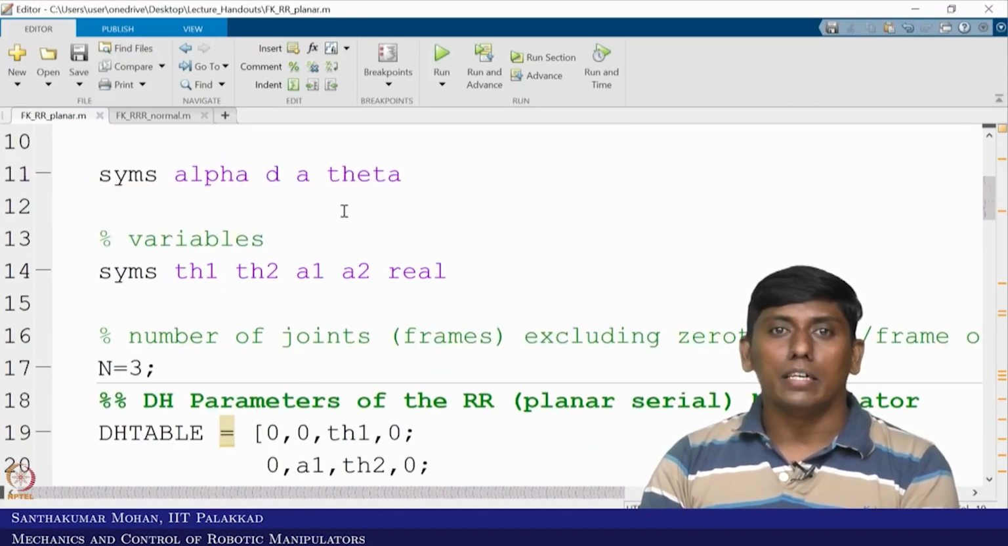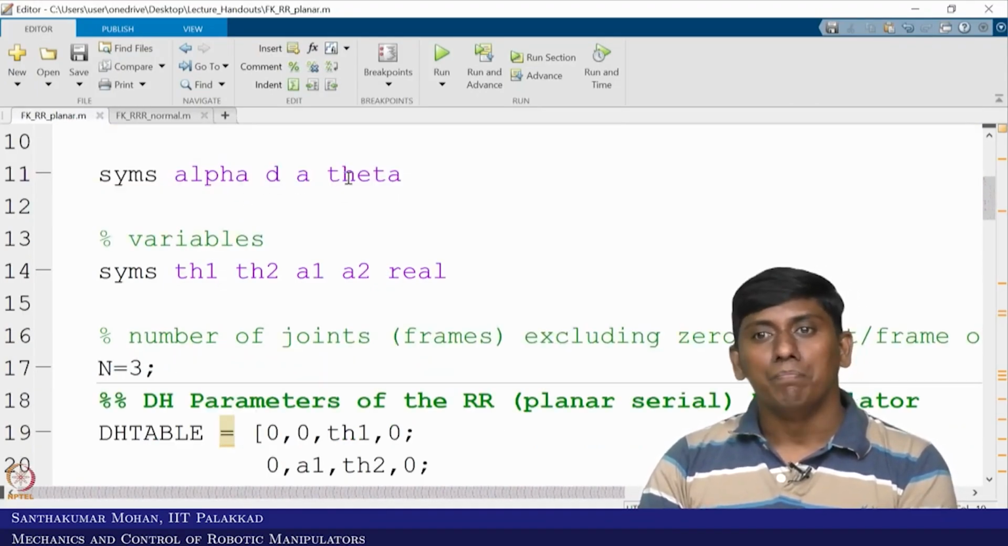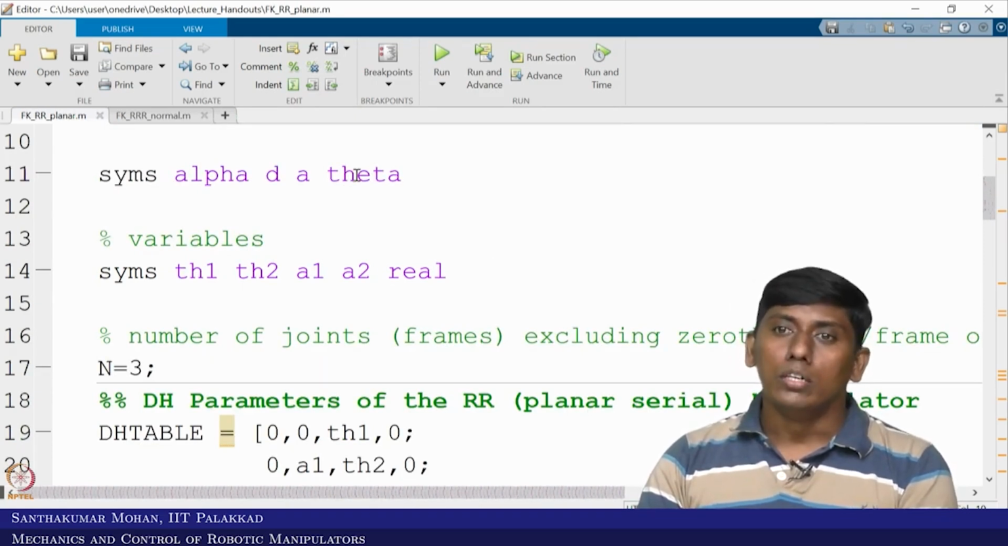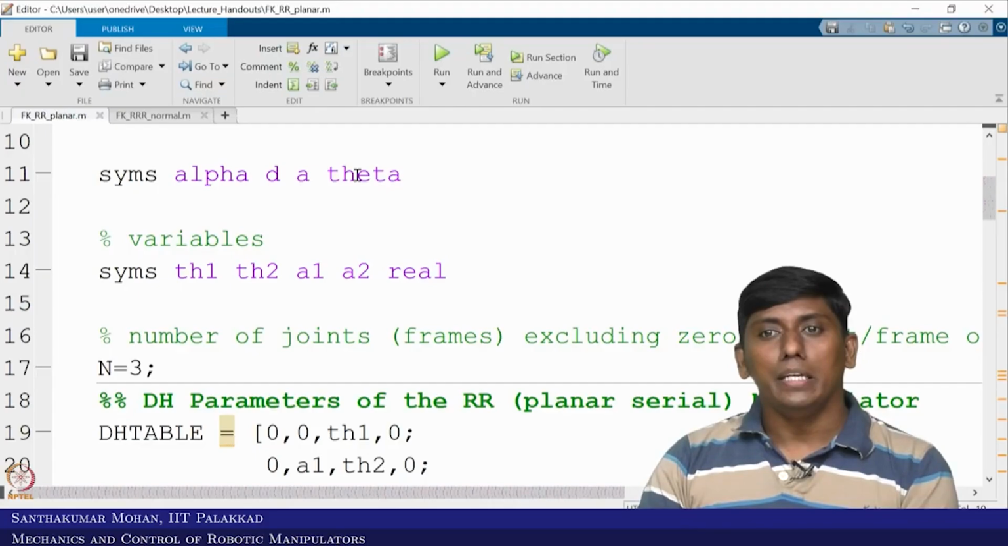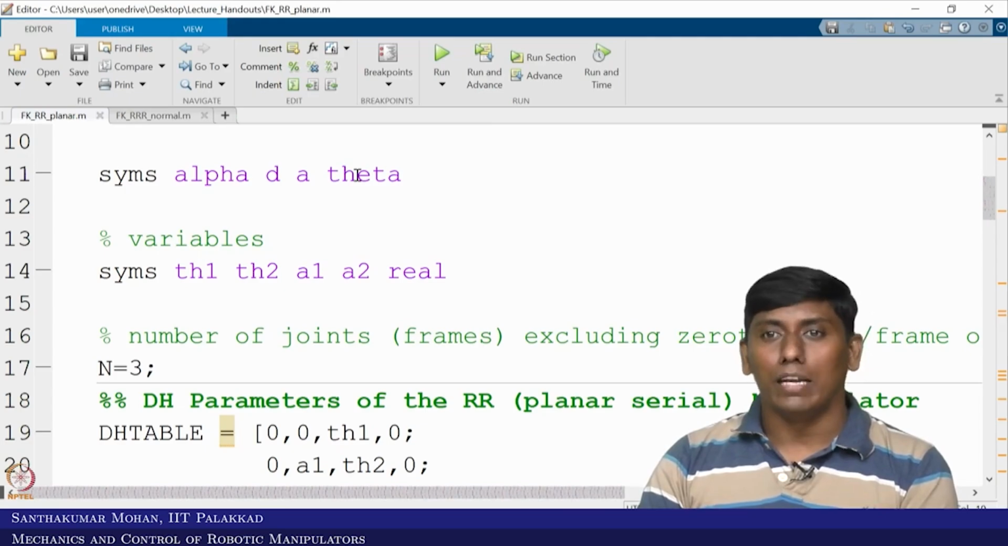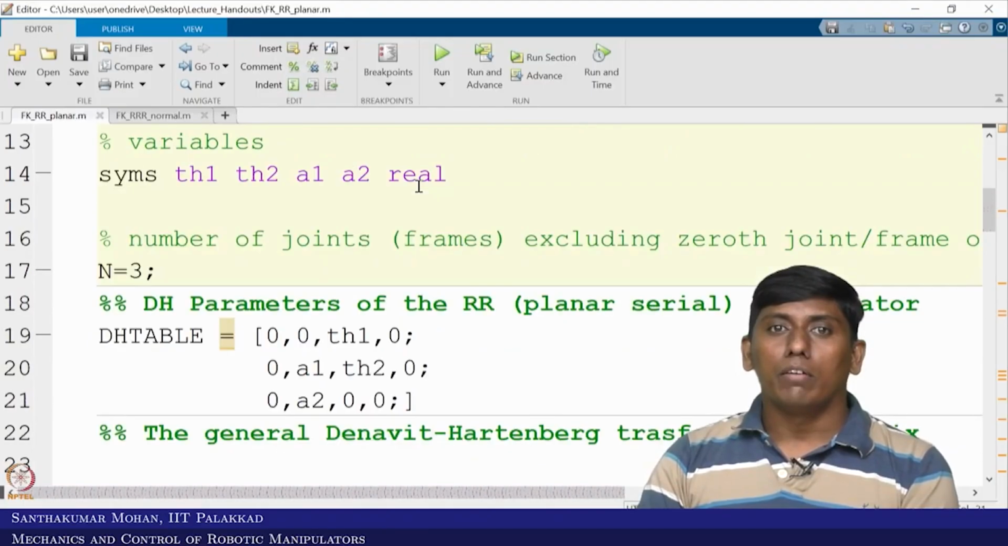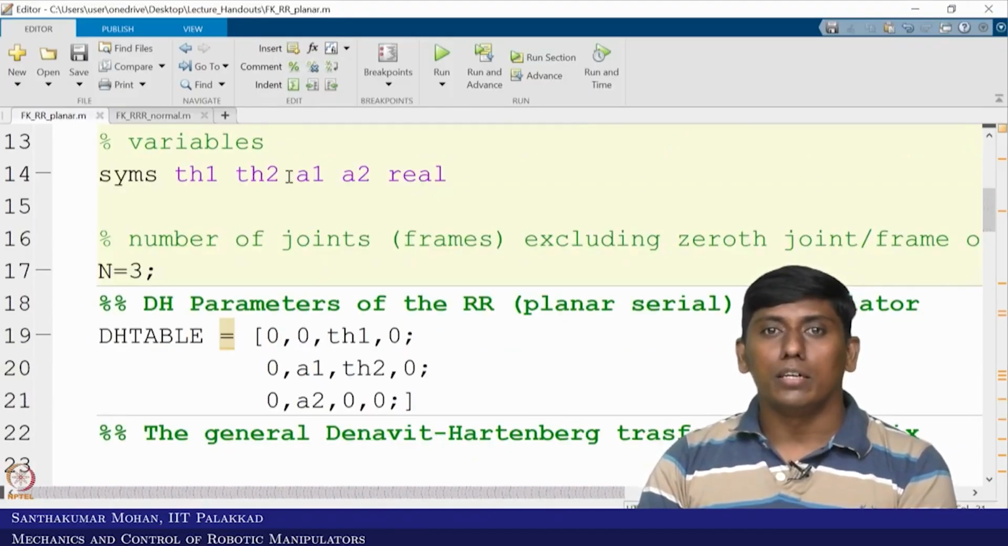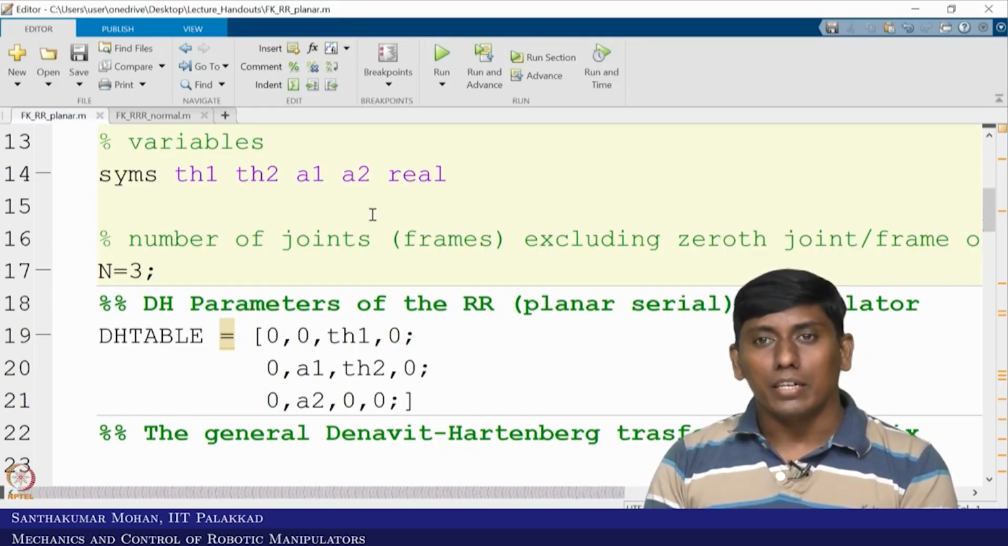That is what we have written here. You can say alpha, d, a, theta. So based on the DH table, there would be A1, A2, theta 1 and theta 2 coming in this case. But what we know additionally is that these all are real variables. Initially I did not mention whether it's real or complex, but whatever you have got, theta 1, theta 2 and A1 and A2, I am writing all as symbols which are real symbols.